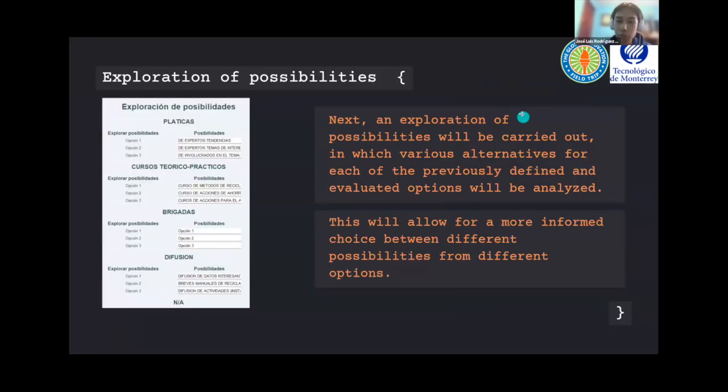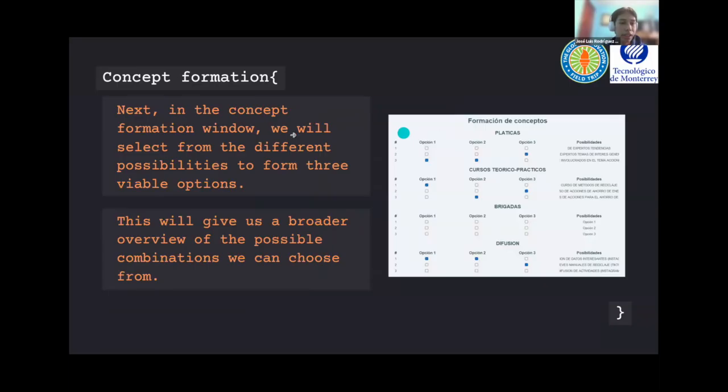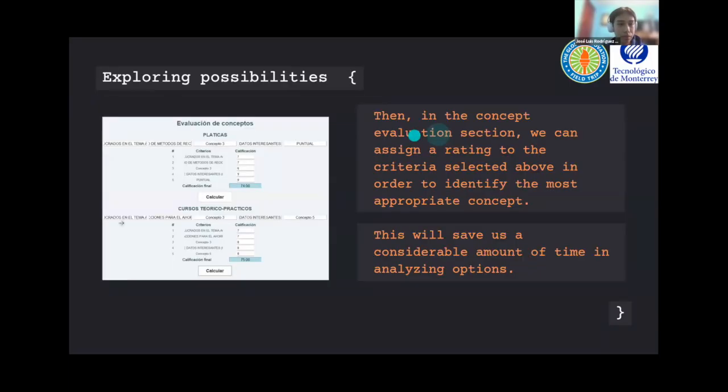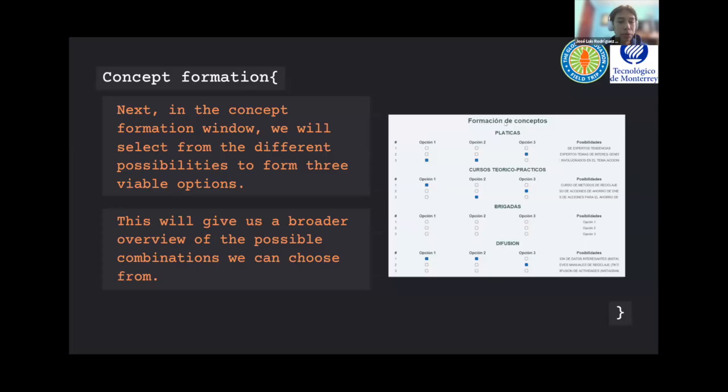The next step is exploring possibilities, in which various alternatives for each of the previously defined and evaluated options will be analyzed. This will allow for a wider choice between different possibilities from the different options. Next, in the concept format window, we will select from the different possibilities to form three variable options. This will give a broader overview of the possible combinations we can choose from.